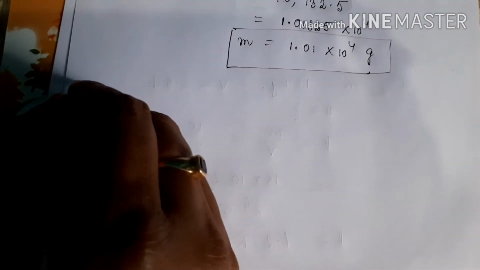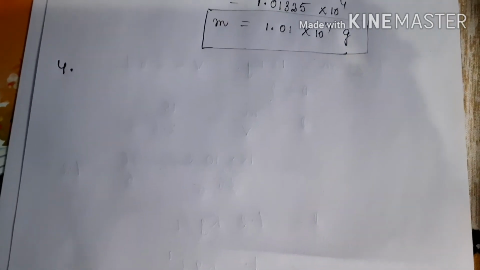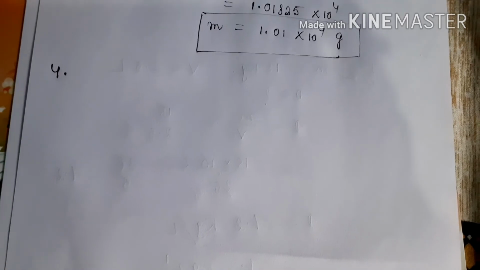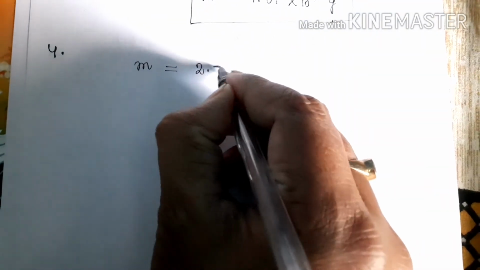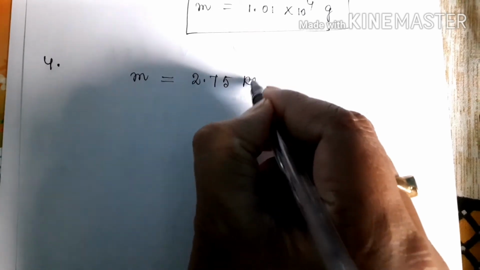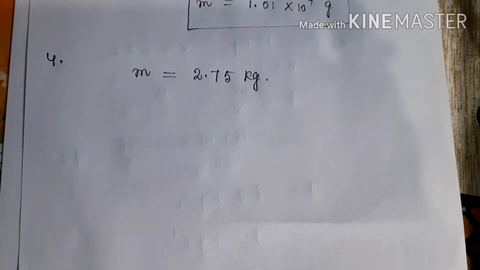Next numerical, that is question number 4 we are now discussing. Now fourth one, what is given? 2.75 kg sample. So first of all, 2.75 kg. Kg is a unit of mass. So definitely the mass of that sample is already given. This is given to you. Okay, is given.